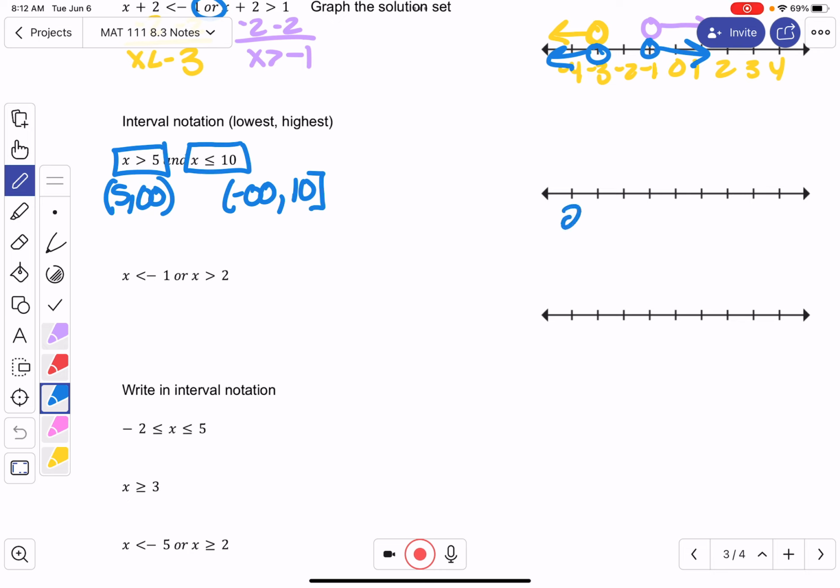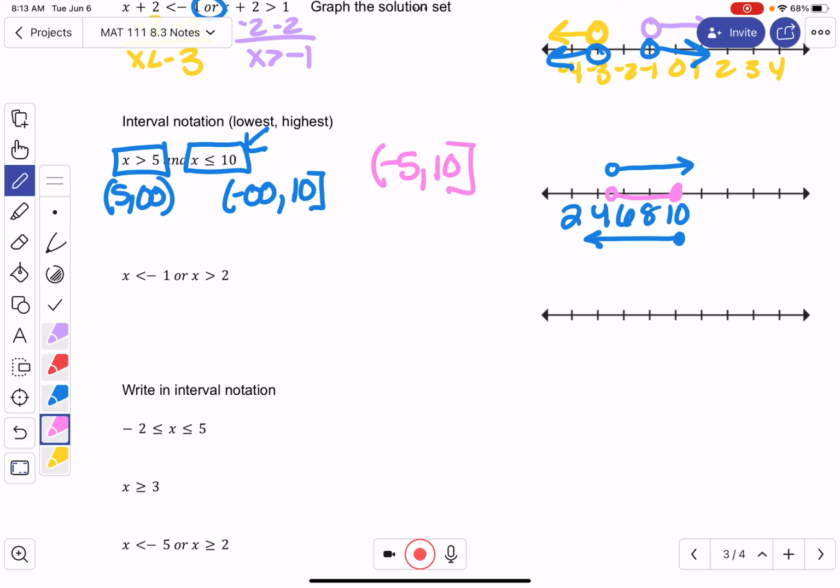If I were going to draw this, I would start at 5 with an open circle, 4, 5, 6. Well, let me do this. Okay, so if we start at 5, we have an open circle that goes this way. This one, 10, is a closed circle that goes this way, and that is where they overlap. So it would be open circle to closed circle, connect. Because that's one piece, we would write our interval notation with the lowest number and the highest number.